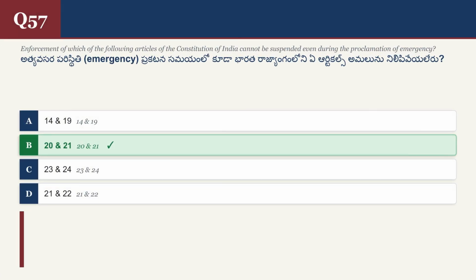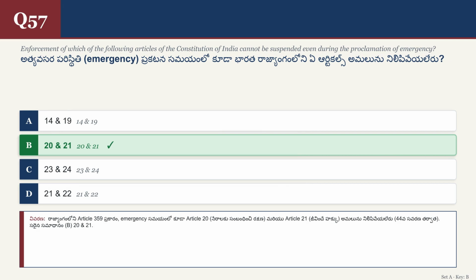According to Article 359 of the Constitution, the enforcement of Articles 20, protection in respect of conviction for offenses, and 21, protection of life and personal liberty, cannot be suspended even during an emergency proclamation. Therefore, 20 and 21 is the correct answer.